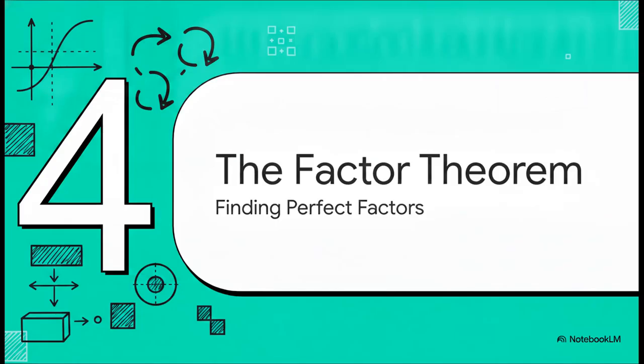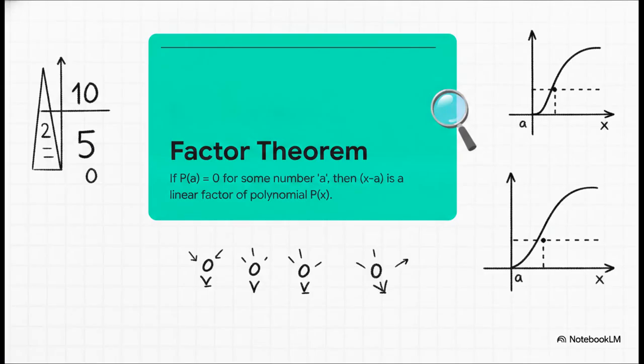Moving right up the ladder, here is section 4, the factor theorem. The factor theorem is basically the remainder theorem's sibling, and it is elegantly simple. Think about regular division for a second. If you divide a number and the remainder is 0, you've found a perfect factor, right? Well, the exact same logic applies to polynomials. If you plug a number a into your equation and the result, which we now know is your remainder, is exactly 0, then you've conclusively proven that x minus a is a perfect linear factor of that polynomial.